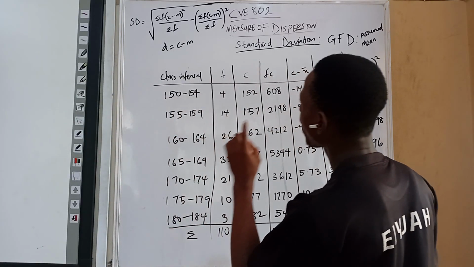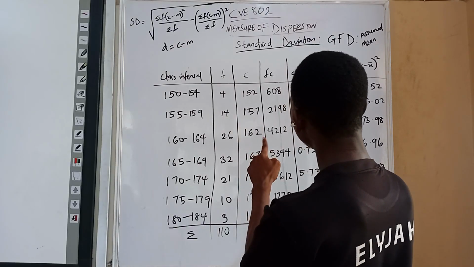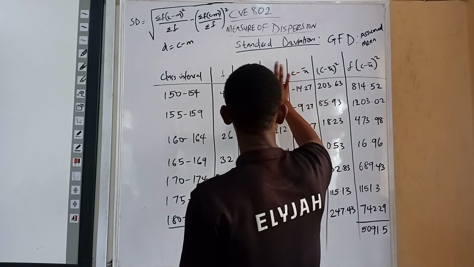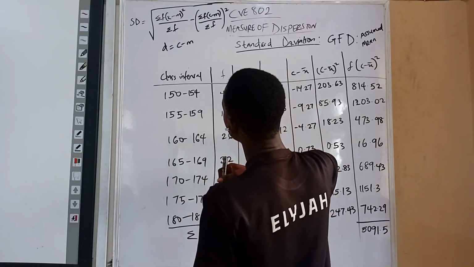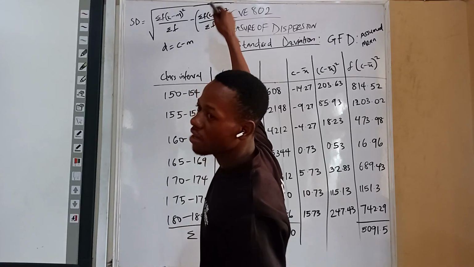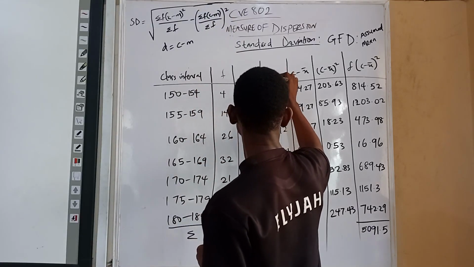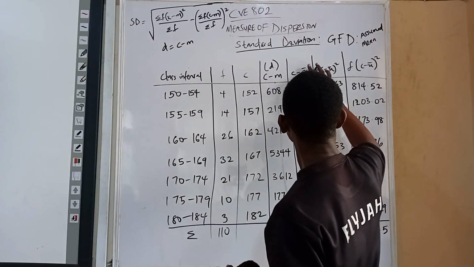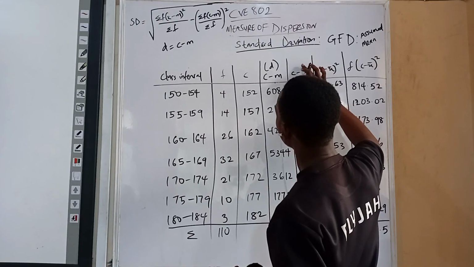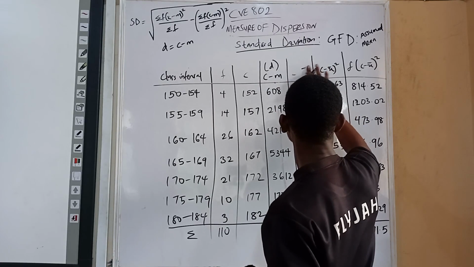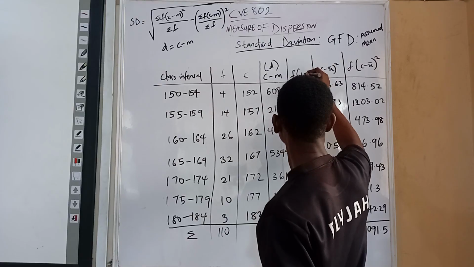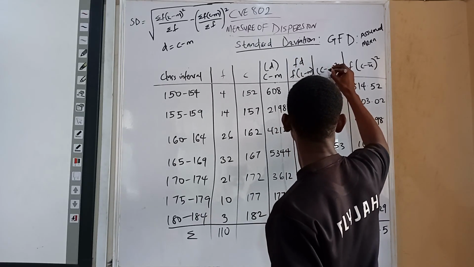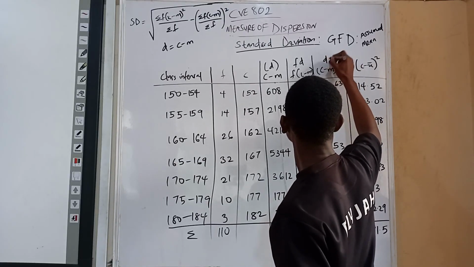So what do we need? I think we need f, we need c, we need c minus m. Do we need fc? We don't need fc. So let's make this c minus m. FD is f into c minus m. So this is c minus m, which is equal to d. Then f into c minus m. That's our fd. Then c minus m squared. That's our d squared.